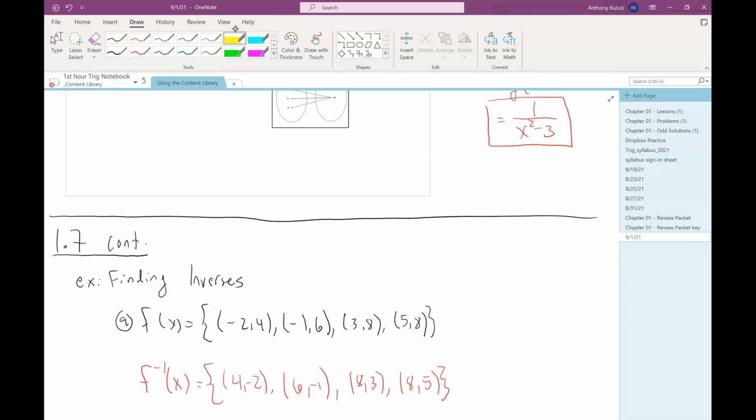Worth noting that my original function was not 1 to 1, because I have a repeated y coordinate. And as a result, I know then my inverse will be not a function, because I have now a repeated x coordinate. That was one of the observations we made last time. Everybody okay with that?